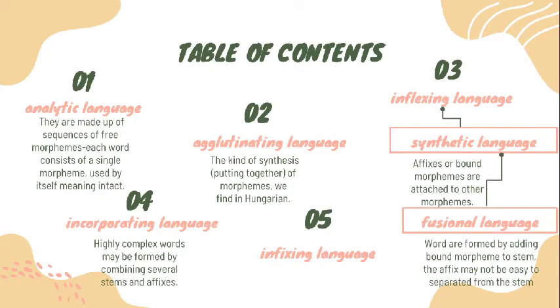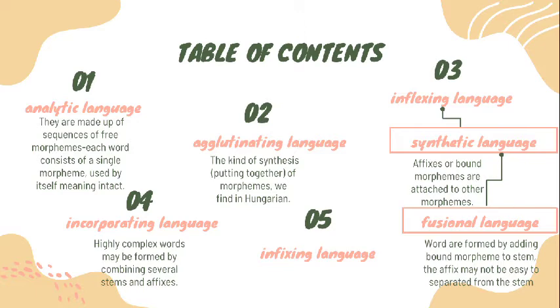Alright, here we have 5 types of morphological typology. The first is analytic language. They are made up of a sequence of free morphemes. Each word consists of a single morpheme, used by itself, meaning intact. The second is agglutinating language, the kind of synthesis, putting together of morphemes, we find in Hungarian. The third is inflecting language. This type is divided into 2 subtypes.